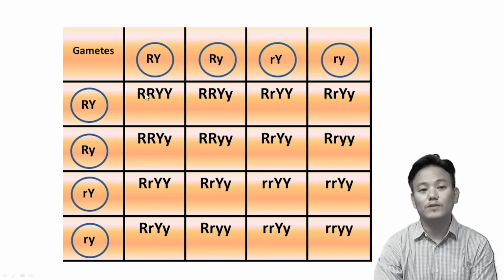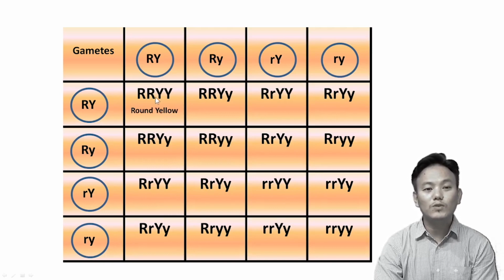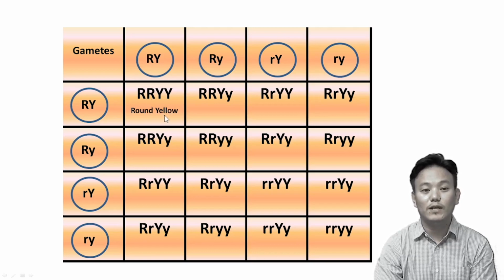I'm sorry. These are all genotypes. So now let's look at their phenotypes one by one. So this one will be round and yellow because both the alleles are dominant. These two alleles will code for round seed shape, and these two alleles will code for yellow seed color.